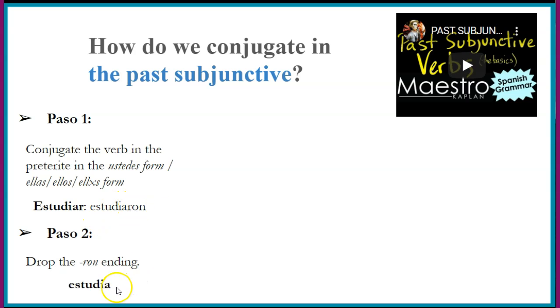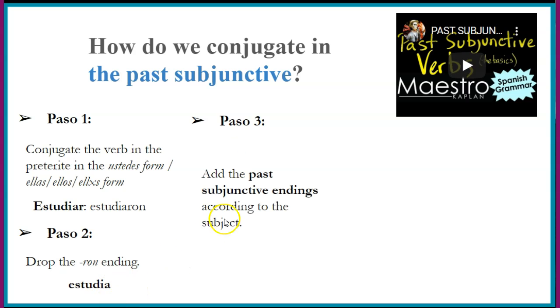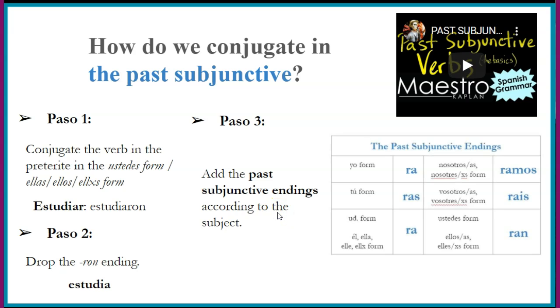So if you drop this, you're going to have the stem estudia. This stem is going to be your stem for the past subjunctive. To that stem, estudia, you're going to add the past subjunctive endings according to the subject. These are the past subjunctive endings according to the subject: in the yo form, ra; tú form, ras; usted, él, ella form, ra; nosotros, nosotras, nosotres form, ramos; vosotros, vosotras, vosotres form, rais; ustedes, ellos, ellas, y ellas form, ran.